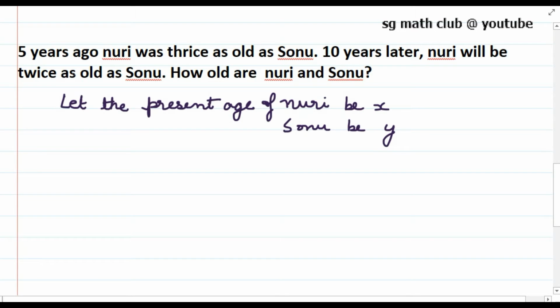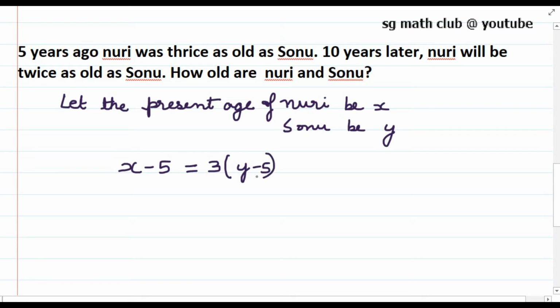Now we'll see. 5 years ago means you have to subtract. 5 years ago, Nuri's age, since the present age is X, will be X minus 5. Nuri's age was thrice, thrice means 3 times, twice means 2 times, thrice as old as Sonu. Sonu's age is Y.